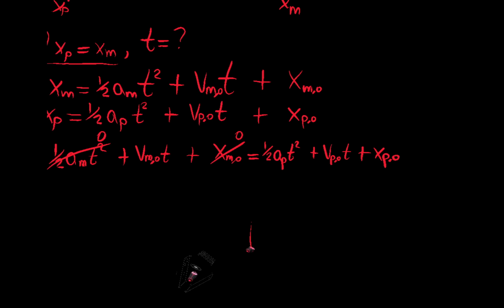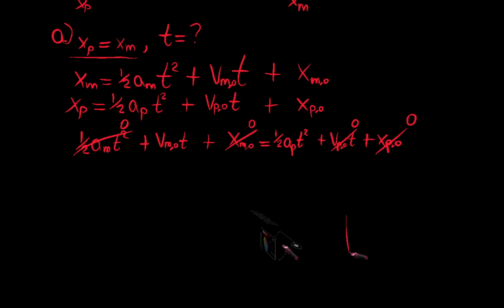And then the acceleration of the policeman, that's non-zero. That's 3 meters per second squared, so we keep that. But the initial velocity of the policeman, well, he starts at a stop, right at that school crossing sign. So this is 0. And then finally, also the police's initial position. He starts at x equals 0. So that term is 0. So look at that. We're left with something quite a bit simpler.